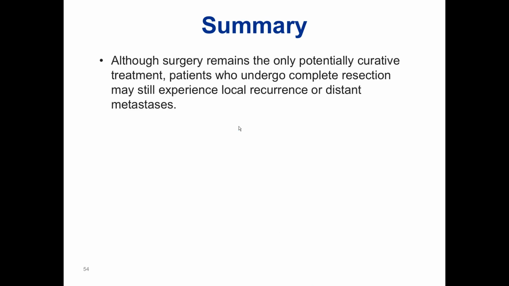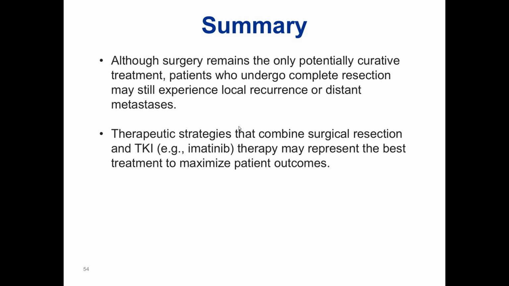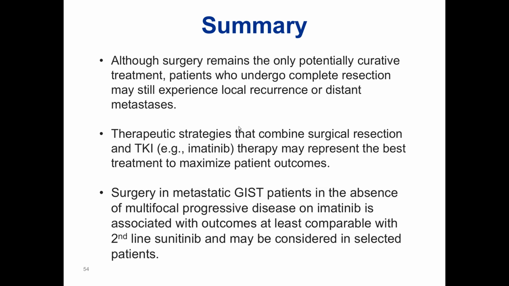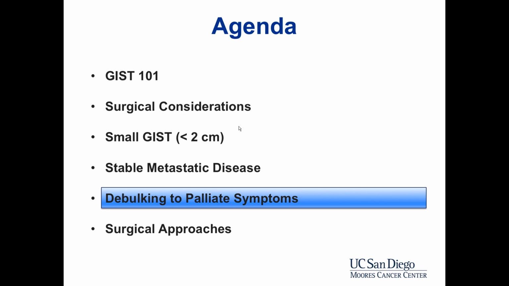So to summarize, although surgery remains the only potential curative treatment, patients who undergo complete resection may still experience local recurrence or distant metastases, and therapeutic strategies that combine surgery with drugs such as imatinib represent the best approach to maximizing outcomes. And finally, surgery in the setting of metastatic disease in the absence of multifocal progression on treatment with drugs like imatinib is associated with at least similar outcomes, if not better outcomes, to putting patients on second or third line treatments. But this is all a discussion between the patient and their surgeon, and it needs to be individualized on a patient-by-patient basis.